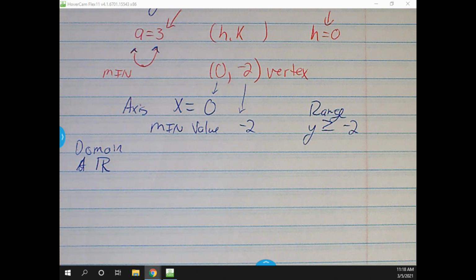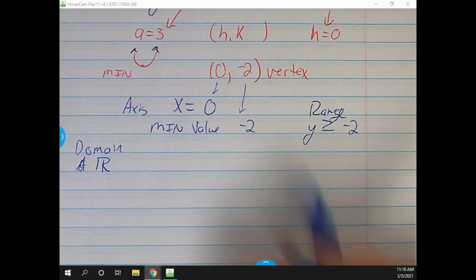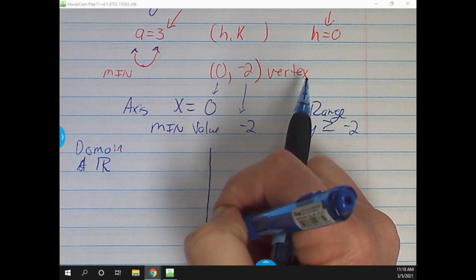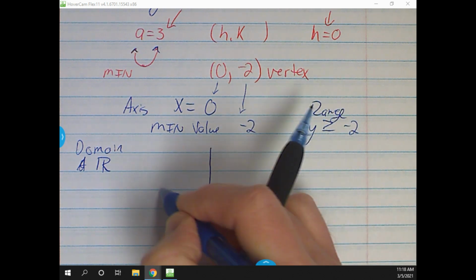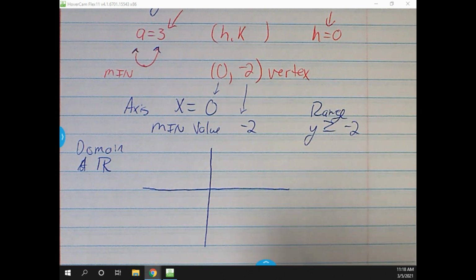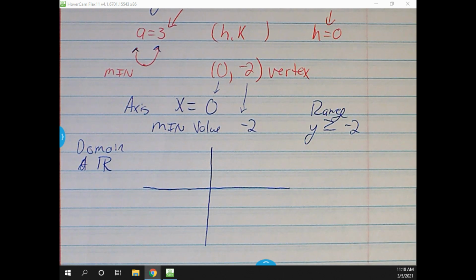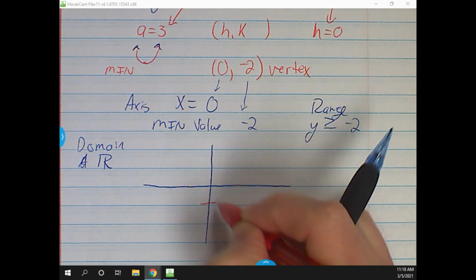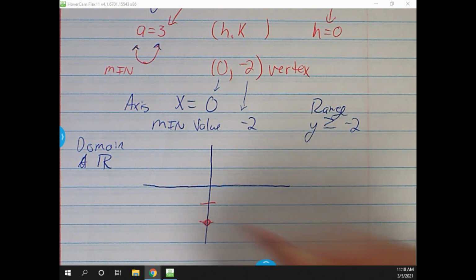Okay, so graphing this one. Let's see, the vertex is at 0, -2, so that means it's got to be more towards the bottom. So basically just make it a regular graph because it's going to be kind of equidistant up and down when we go through this one. All right, so the vertex is at 0, -2. So we're going down 2, and we're going to put a dot right there.